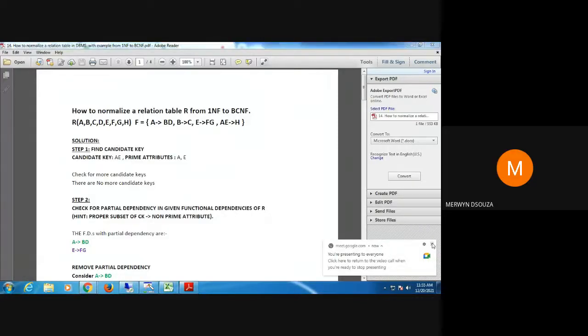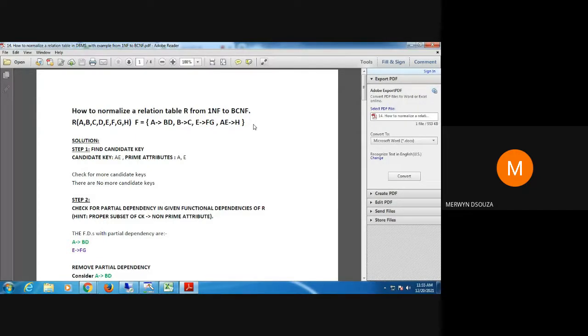So given a relation R with some attributes and some functional dependencies, you have been told to convert this relation R from first normal form to BCNF. I've explained in the previous lectures and videos how to convert a given relation if it's invalid, that is, if there's some violation, then how to correct it.